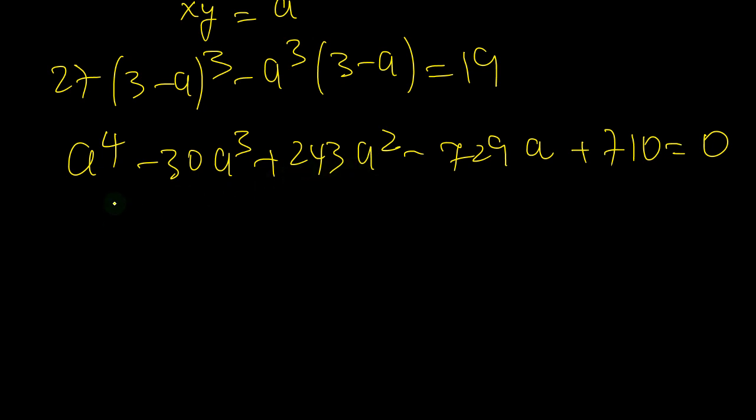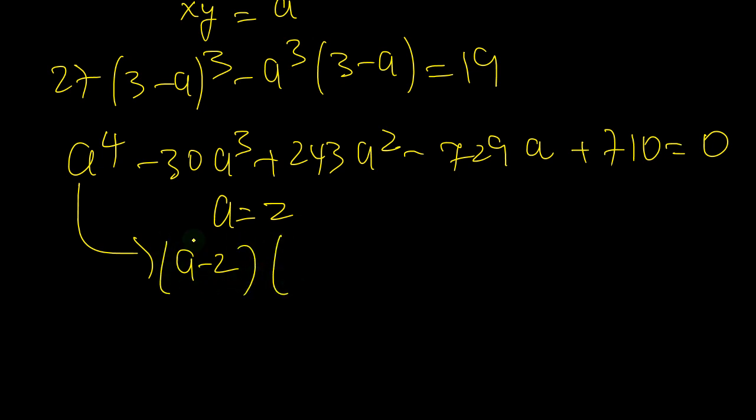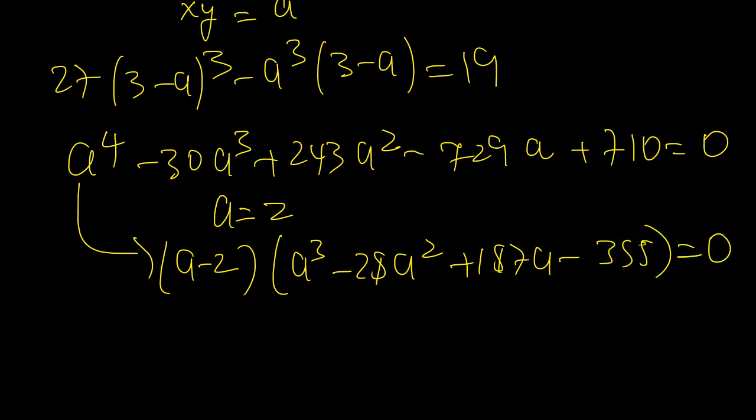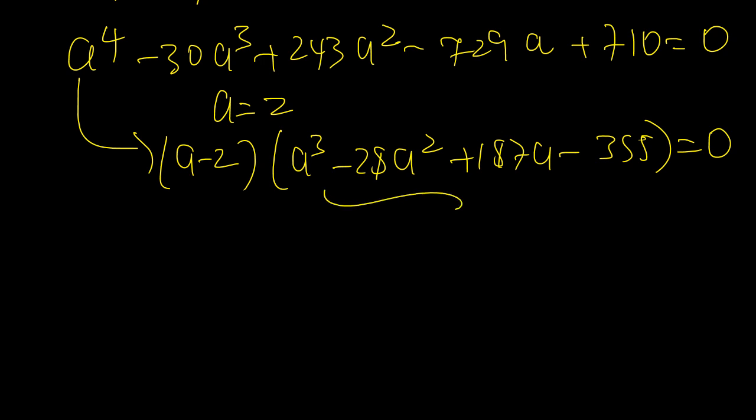This is a complete one, and searching for solutions for this, I found that a equal to 2 is a solution for this equation. So I divided the whole equation by a minus 2, and I got a product, and the other factor is a to the 3 minus 28 a squared, and then plus 187 a, and then minus 355, and then this is 0. So this equation here has no real solutions, okay?